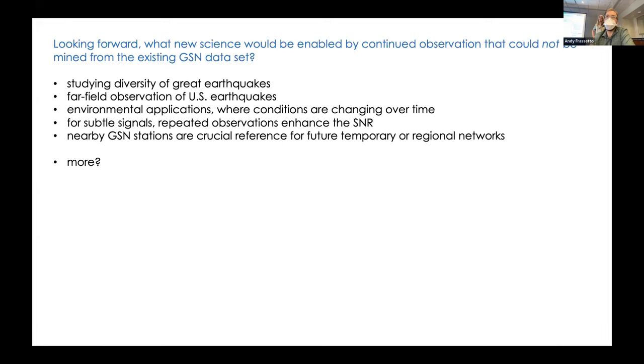I would say you want all of those things. Density would help, depending on what sources you're interested in. Potentially, you want longer periods. Potentially, you want higher frequencies. It depends on physical processes.